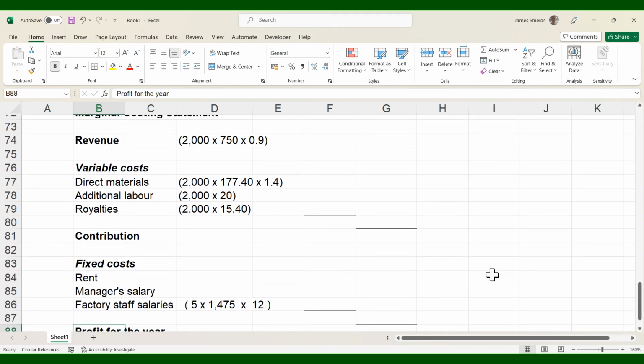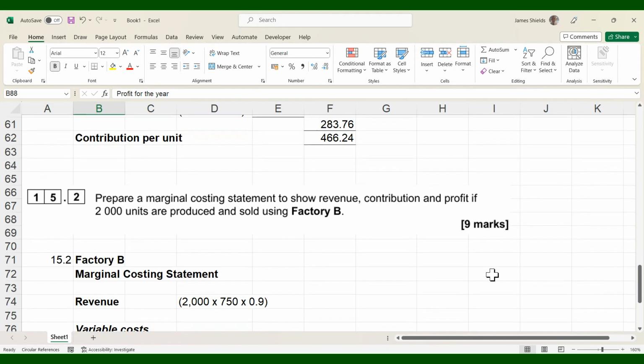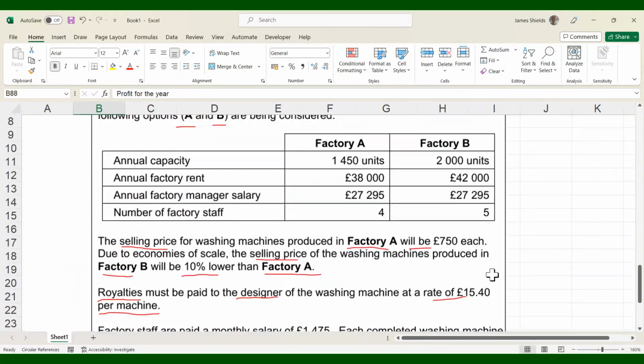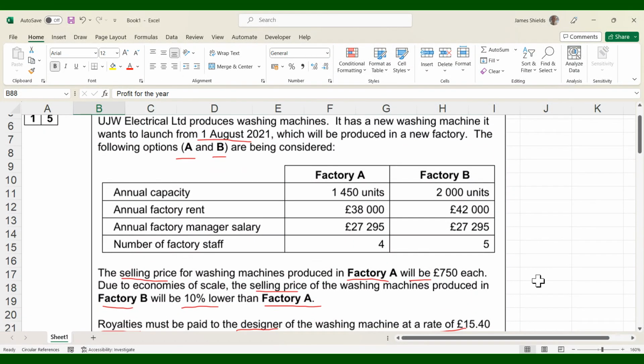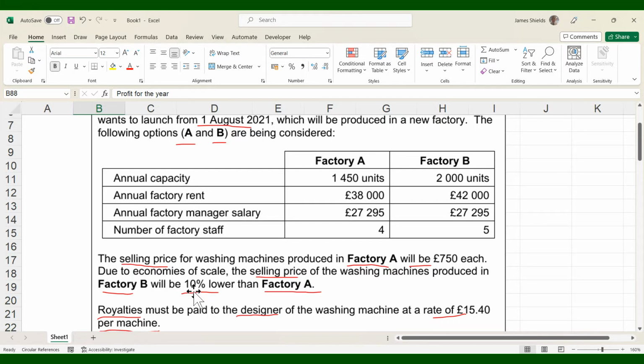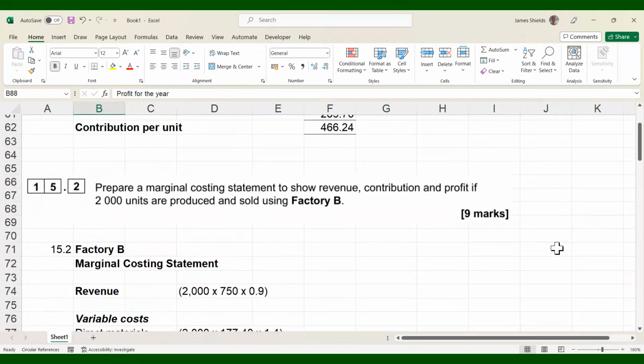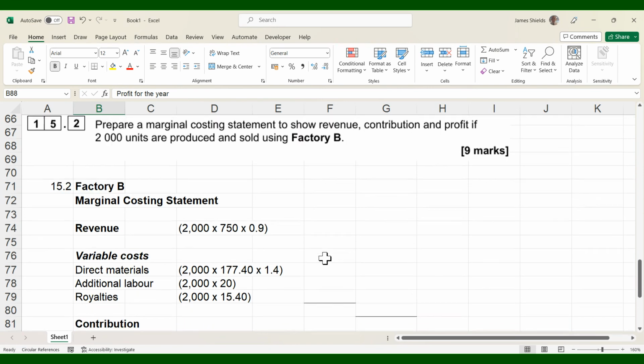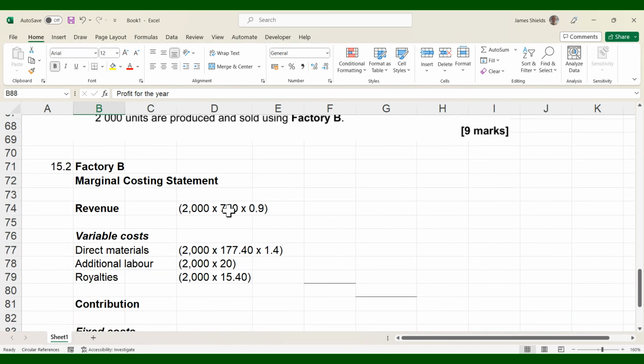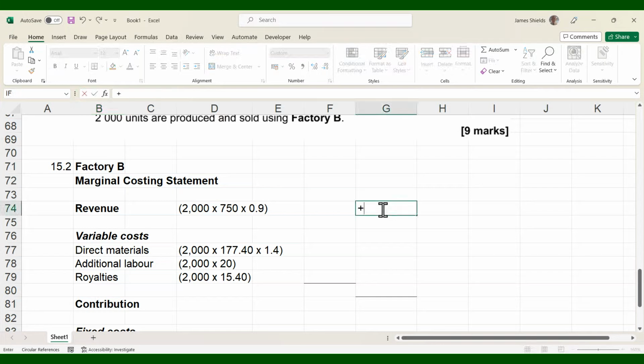So let's see what we've got for factory B now. Now factory B, we go back to the top. This time we've got 2,000 units. The washing machine is going to be sold 10% lower than factory A, and factory A is £750. So the calculation for that then, I put in brackets to save a bit of time for us, is 2,000 units times 750 times 0.9. So that's going to give me £1,350,000. That's going to be our revenue from these 2,000 washing machines.